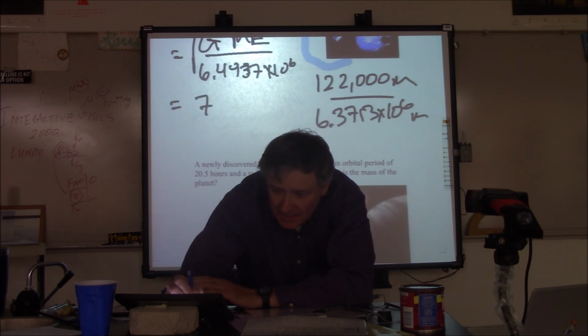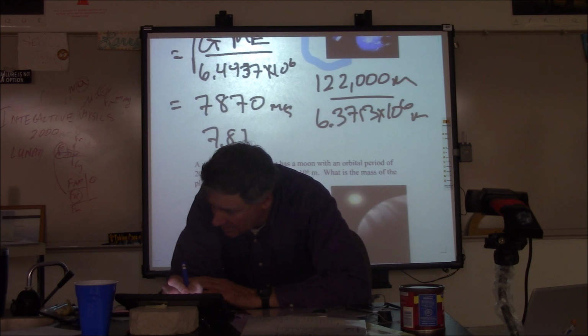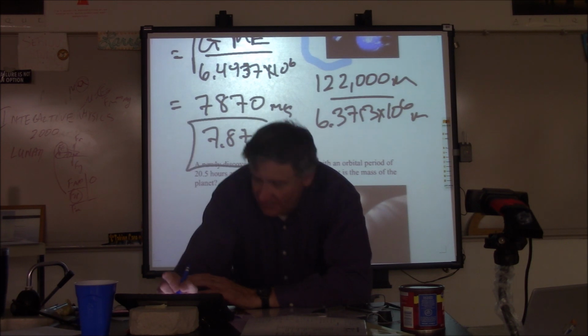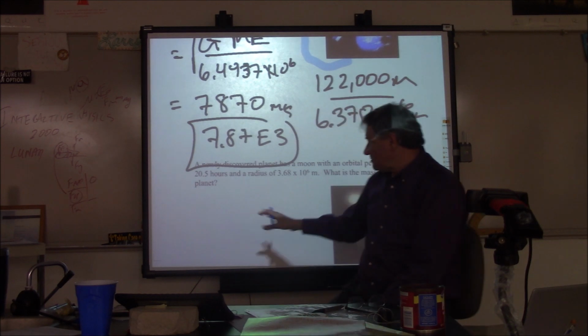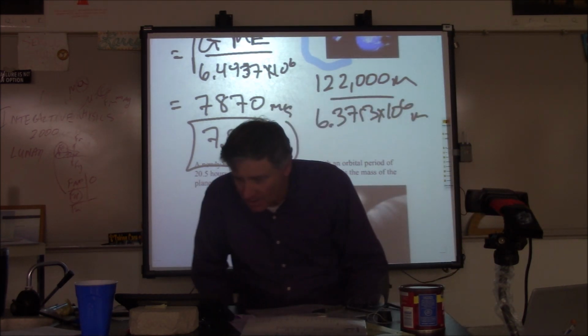7,867, and then it's a double zero after it. So 3 significant digits, okay? So we got 7,870 meters per second, or 7.87 e to the third, okay? And that's kind of what we said was going to happen, right? So we said it was going to be something times 10 to the third. Okay, hey, we're good, right?